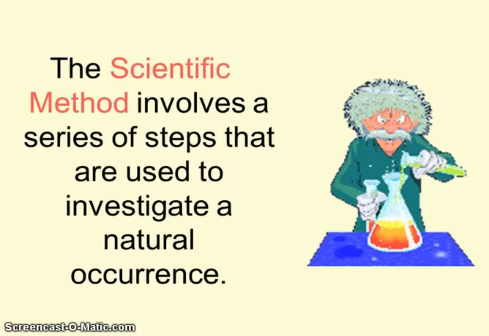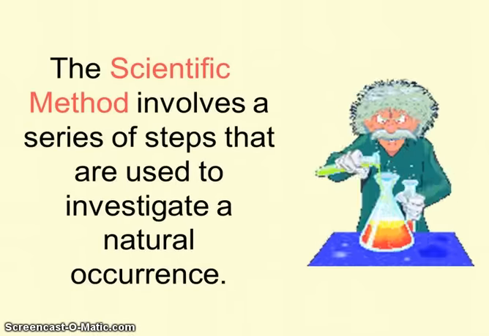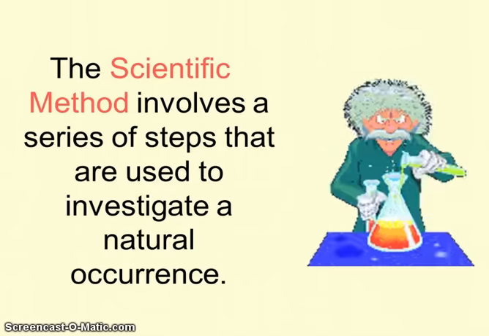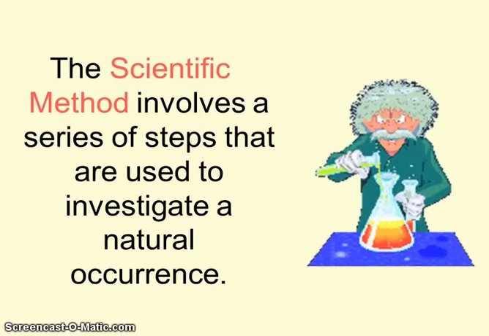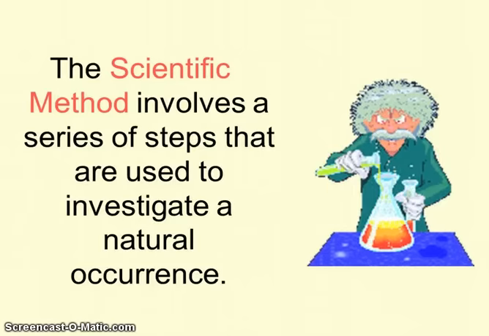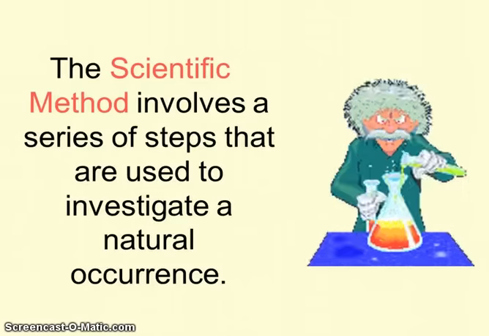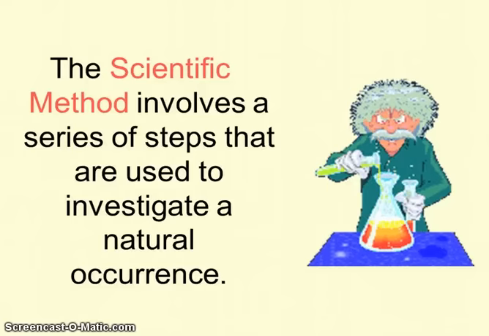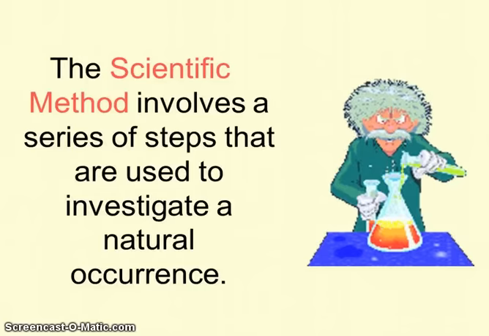As you can see by the picture, most people think of science and a mad scientist, but what we're going to be studying is the scientific method, which involves a series of steps that are used to investigate a natural occurrence. Now, this can happen anywhere in the world. It doesn't have to happen in the science room. It can happen anywhere. You see these steps being used in multiple different places, and we'll show you some of those examples as we move forward.